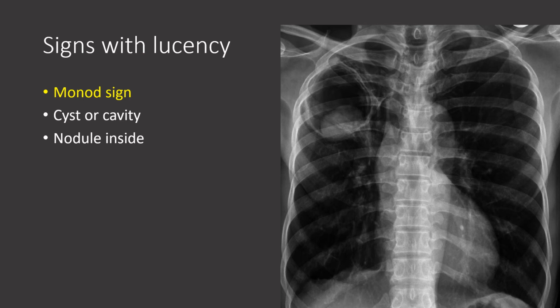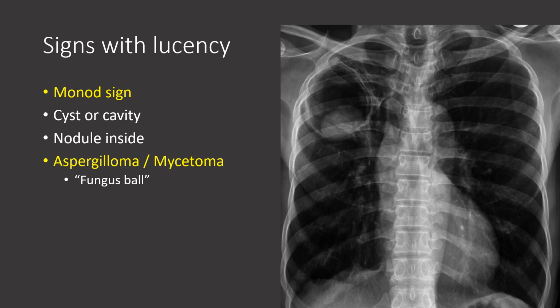Now let's discuss some signs that involve lucencies. On chest x-rays on the right, notice how there is a cystic lucency at the right lung apex. However, did you notice that inside this cavity is a round, solid lesion? This is what's known as a monad sign. This typically indicates a fungus ball growing inside a cyst or cavity within the lung parenchyma.